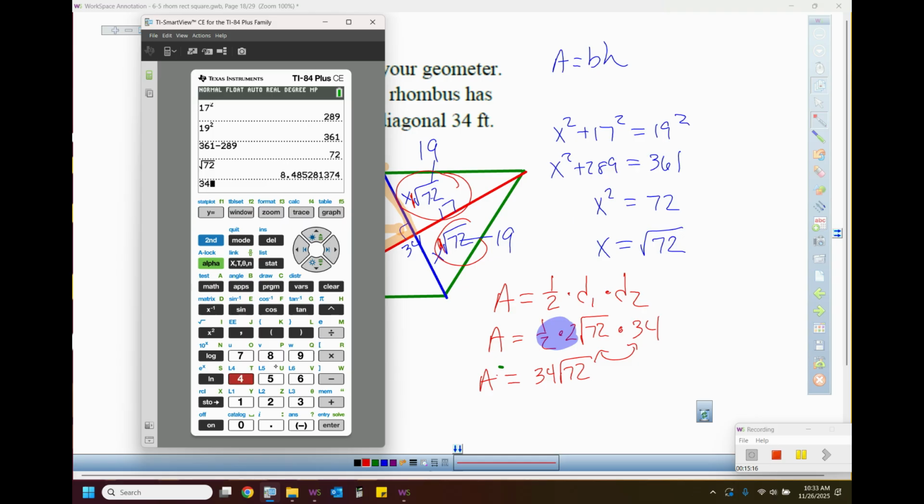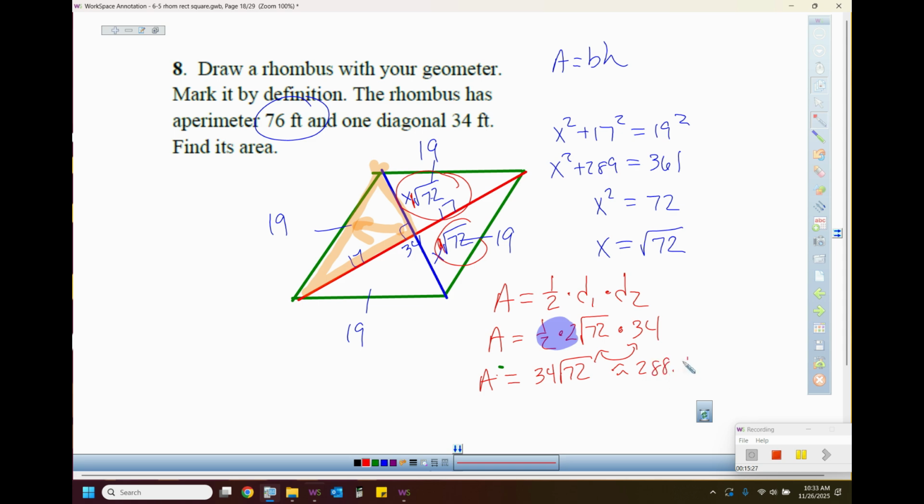And then we'll punch that in. 34 times the square root of 72, and I get this right here, which will round to the nearest tenth, so about 288.5. About 288.5, and that would be in square feet.